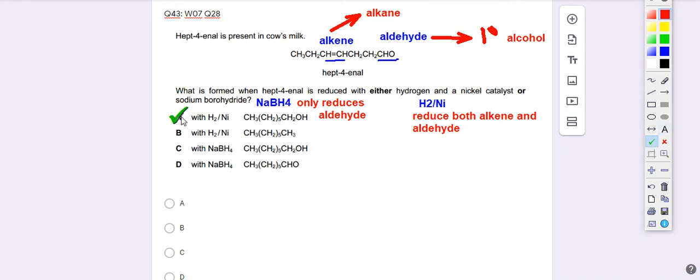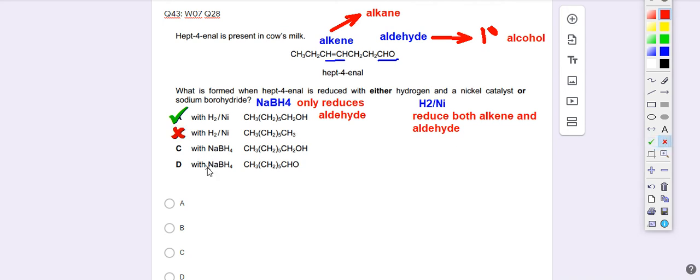Now let's check B, C, and D also. Let's look at B. With hydrogen and nickel catalyst again, both will be reduced. The alkene is reduced to an alkane and the aldehyde is reduced to a primary alcohol, but there is no primary alcohol in B, so B is not correct. Now let's look at C and D.